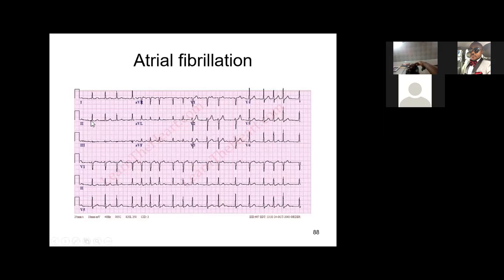You can see there are a lot of irregular waves, the P waves are usually absent, and the heart rate is very fast. The difference between each R wave is different. You can see in lead 1, there are 3 boxes between the R waves here. And then in the next R wave interval, there are approximately 2 or 2.5 boxes, whichever way you look at it. And then in the next interval, there are 3 boxes.